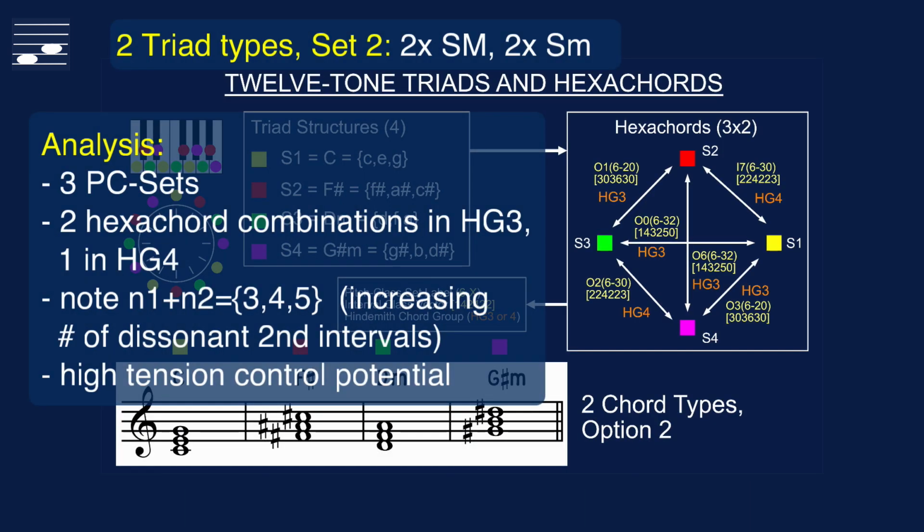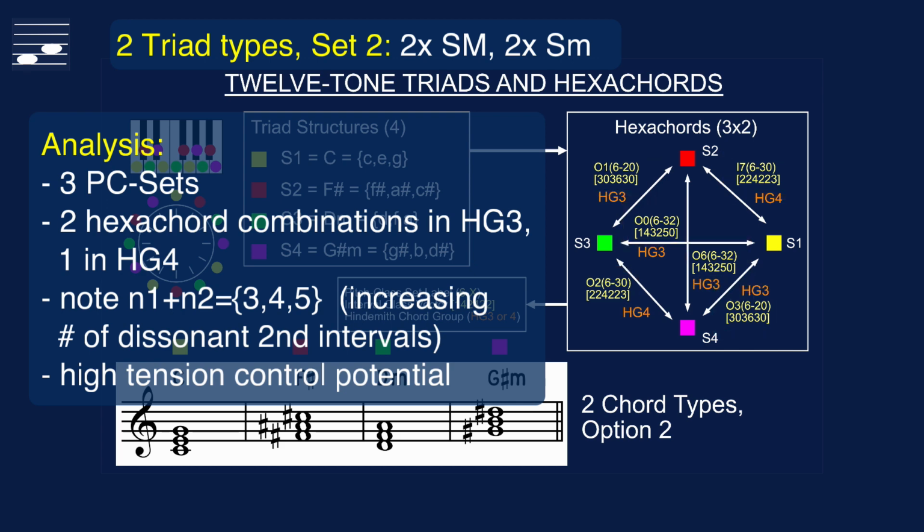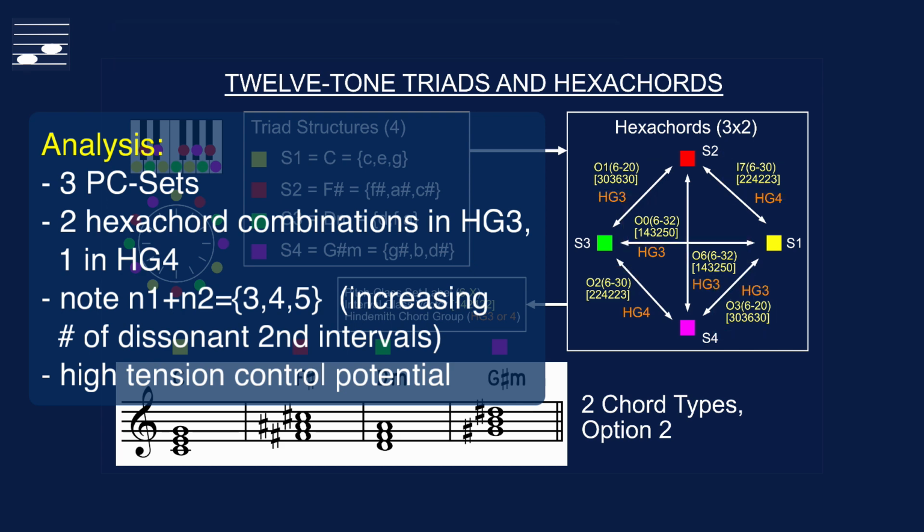This symmetry reduces the number of different PC sets to 3. Two pairwise combinations into hexachords lack the tritone interval. With N6 equal to 0, these are classified as Hg3. The remaining combination has a higher number of 3 tritone intervals and yields Hg4.